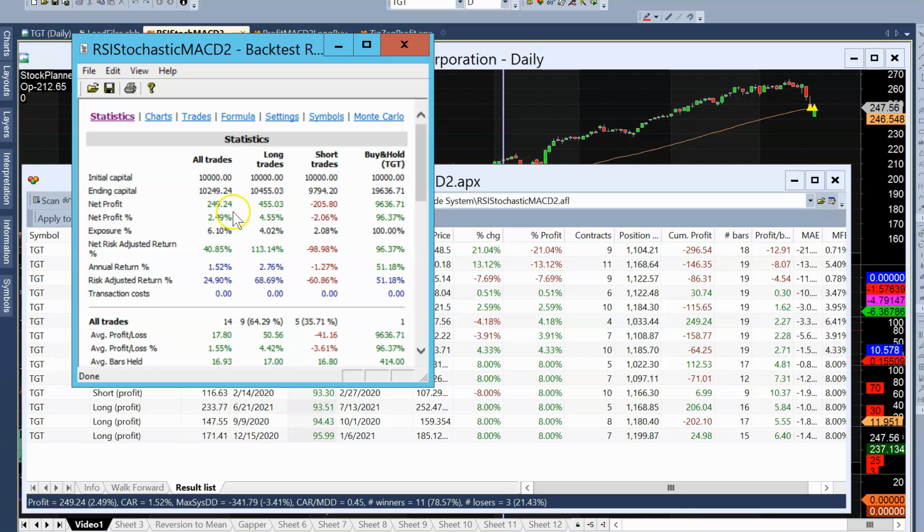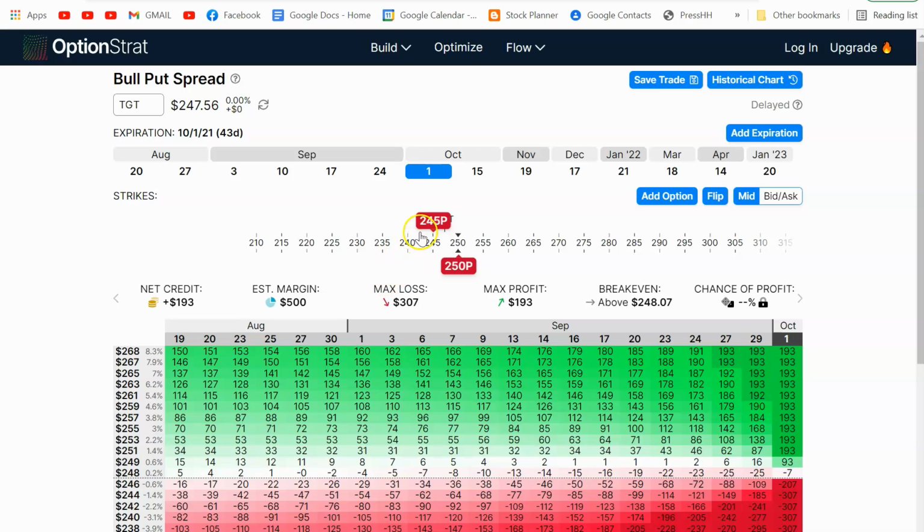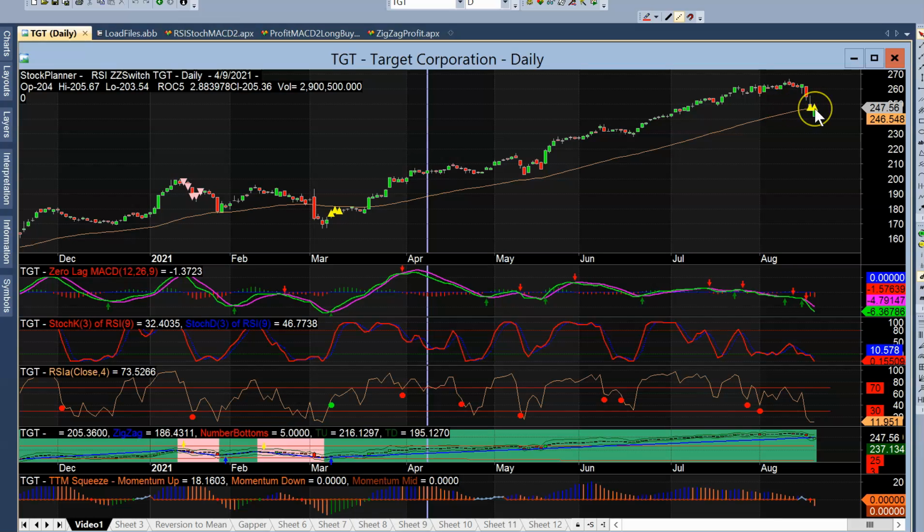We're going to try to beat this $300, $250 net profit. So we're going to go into OptionStrat, which is a simulator tool, and we look at Target, and we're going to go out about 45 days. We're going to put on an at the money bull put spread, which is a long spread. In other words, we want the price to end up higher than 248, above 248. At 247, we want it to be above 248 in the next 45 days, somewhere up in here.